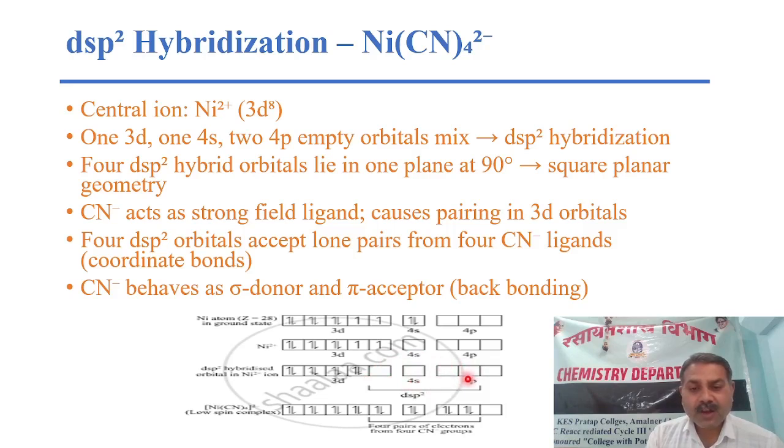These hybrid orbitals accept the electrons from the ligand, that is the cyanide ions, so the electrons come from these 4 cyanide ions, and the hybridization is dsp2. These 4 hybrid orbitals are directed towards the 4 corners of a square planar structure, and therefore they are 90 degrees from one another. In this way the complex is formed, that is the [Ni(CN)4]2- complex having dsp2 hybridization, and the geometry is square planar.